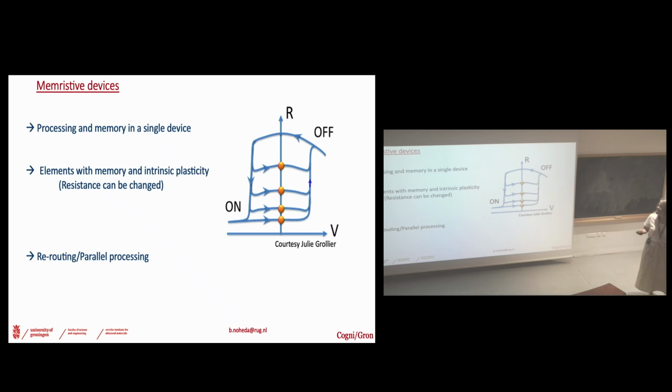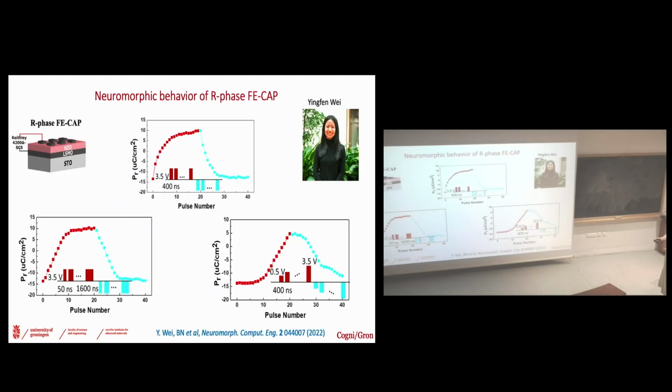I think it's already a bit late. I have some slides showing that indeed hafnia shows this kind of potentiation and depression that you can get with pulsing. This is work done by Yingfen Wei when she was in my group. And it's very interesting. So depending on the pulses that you apply, you can increase the polarization or decrease the polarization. You can tune these pulses to be different, with different widths or with different magnitudes, to control this increase and decrease.